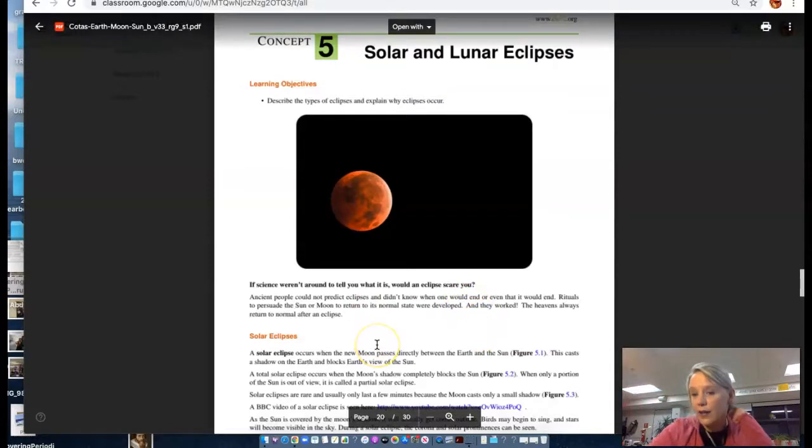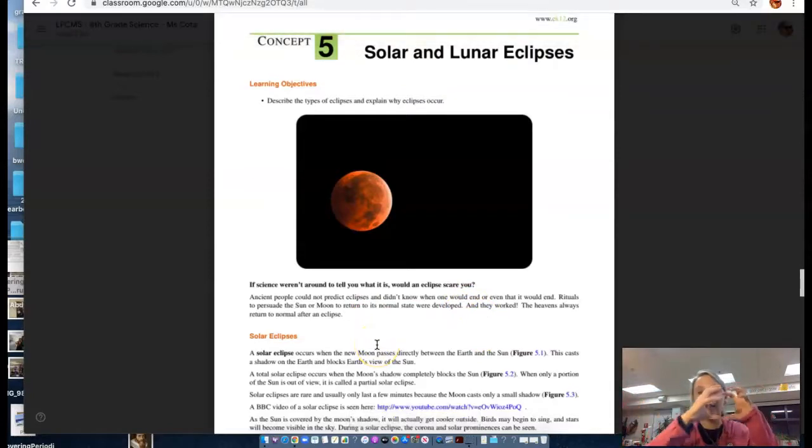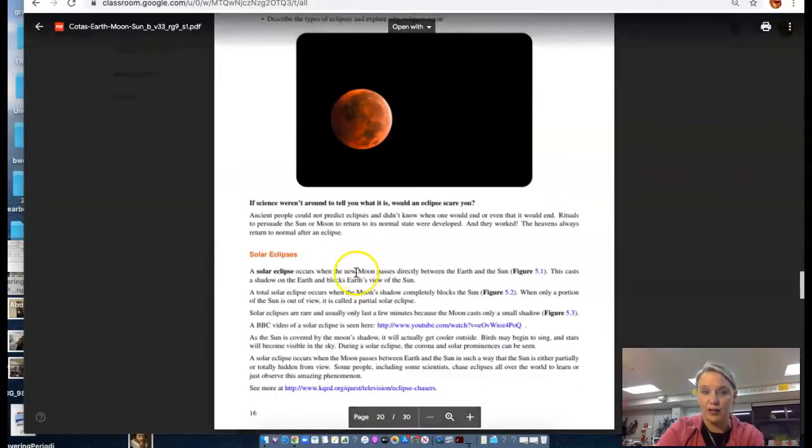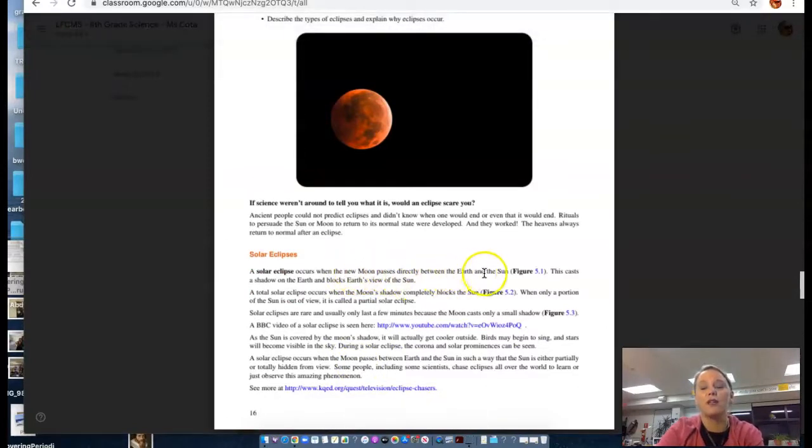We know now that it is the geometry of where the sun is, where the Earth is, and where the moon is that allows for eclipses every so often, and we can predict when those are going to happen right down to the minute. Okay. A solar eclipse occurs when a new moon, has to be in the new moon phase, passes directly between the Earth and the sun. All right, so we always put the moon back in the middle when we're starting our moon phases, right? That's the new moon.